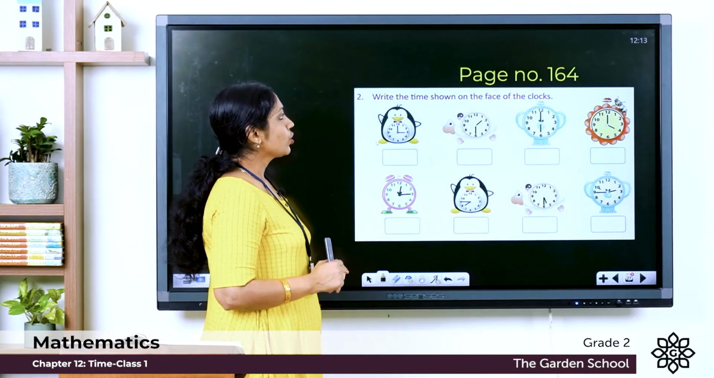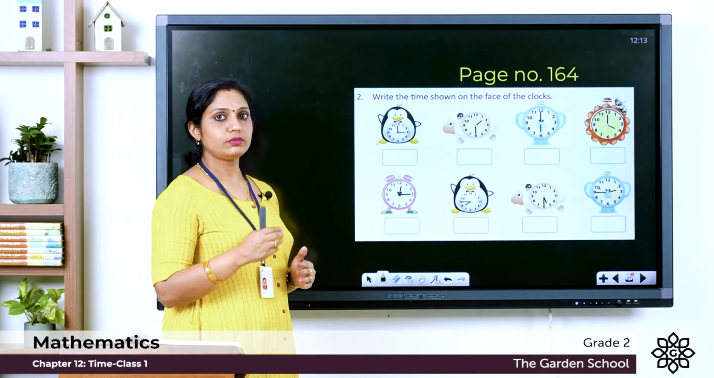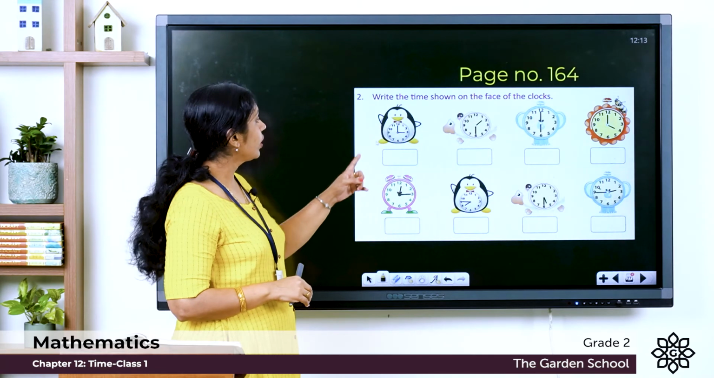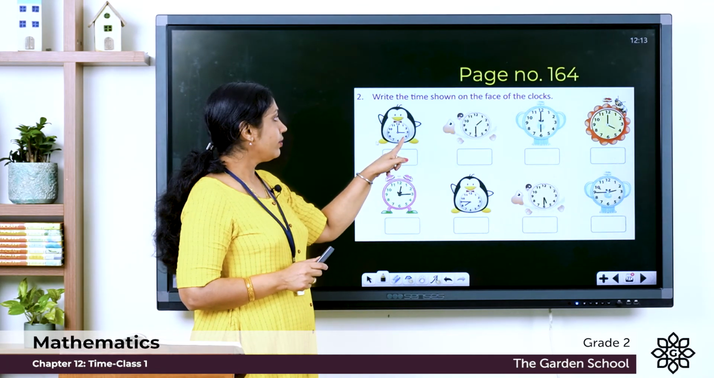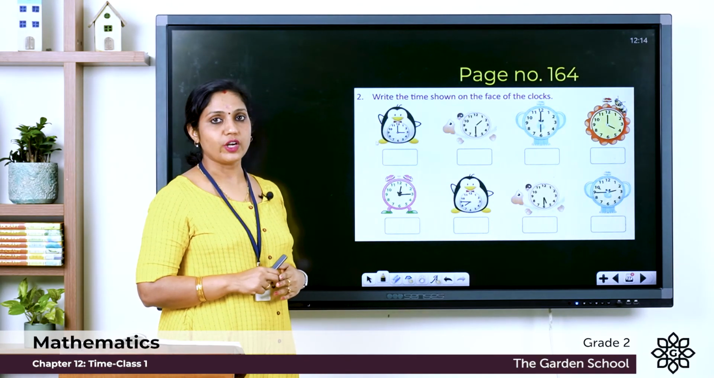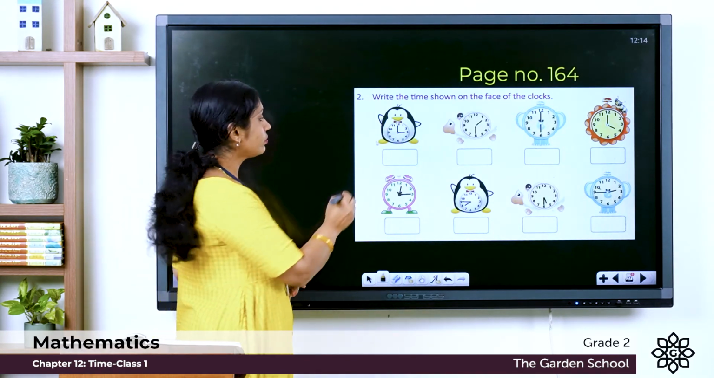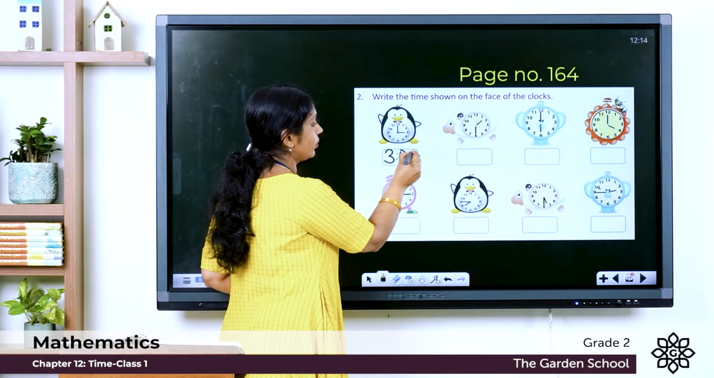Write the time shown on the face of the clocks. The clock is given. We have to write the time. So look at the first picture. The hour hand is on 3 and the minute hand is on 12. So what is the time? It is 3 o'clock. And how do you write it? 3, 2 dots, 0, 0.